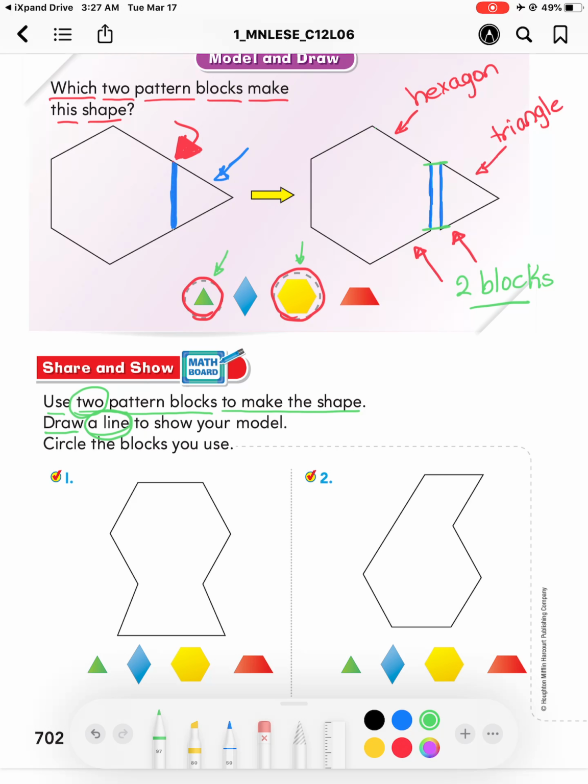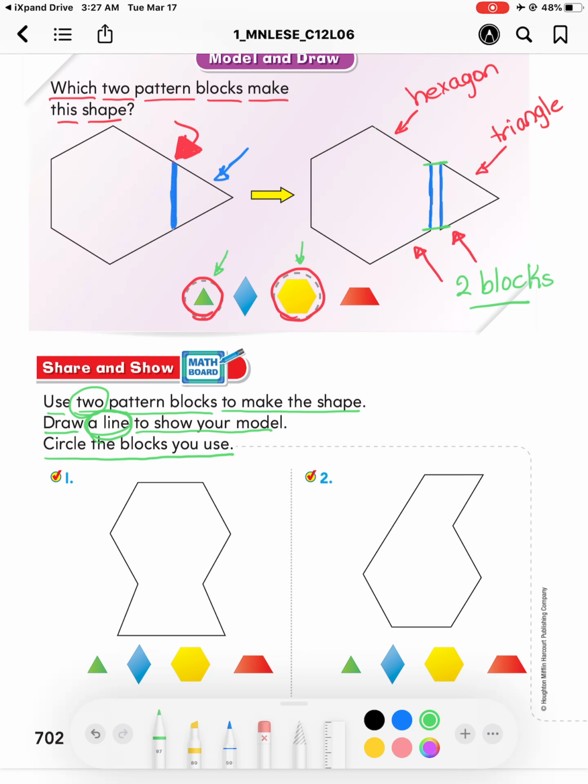Draw a line. Do you remember when I told you before it's so important to know how to read the question? That's why English is so important, because you have to be able to read correctly in order to understand what you're asked to do in math. So draw a line is different from draw lines or draw 2 lines. Here it says draw a line, so you have only to draw 1 line. To show your model, circle the blocks you use.